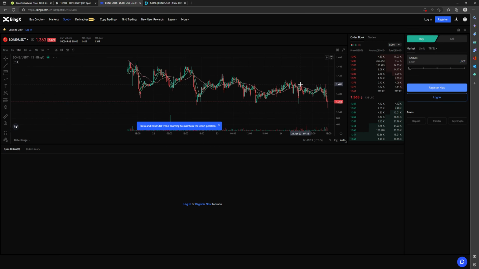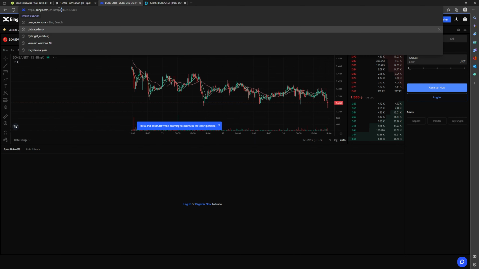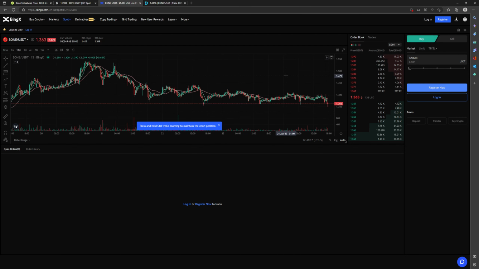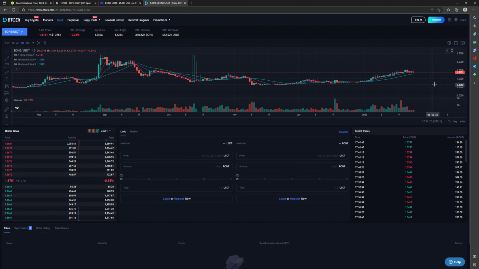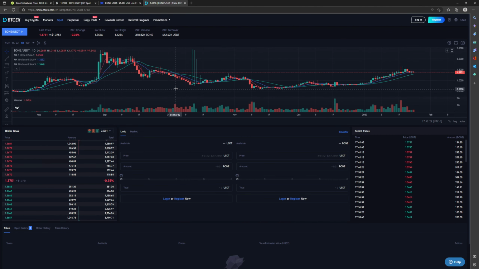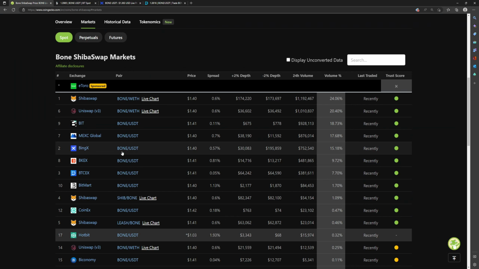For BingX, sure, you might want to trade this, but it's only on spot. Okay, they don't have futures trading. You can't use leverage. Same for BTCEX. I mean, look at this slippage. Imagine pressing the buy button at 84 cents and getting filled at almost $2.50. Okay, so really, the best place to trade Bone is the MEXC exchange.